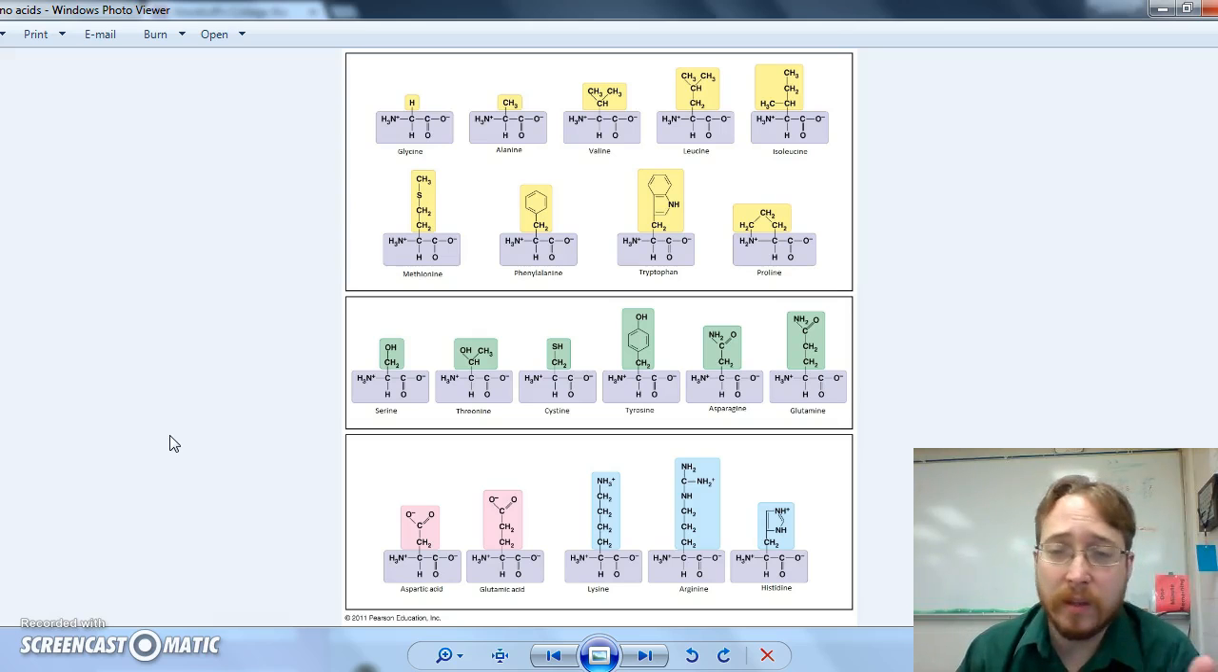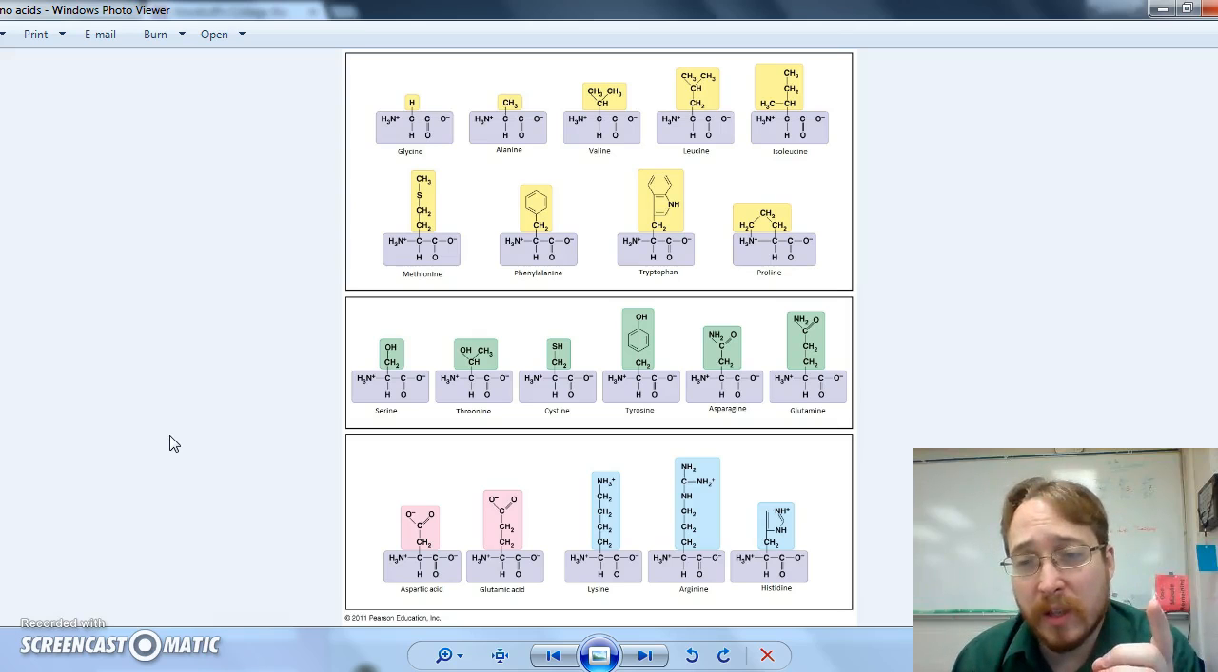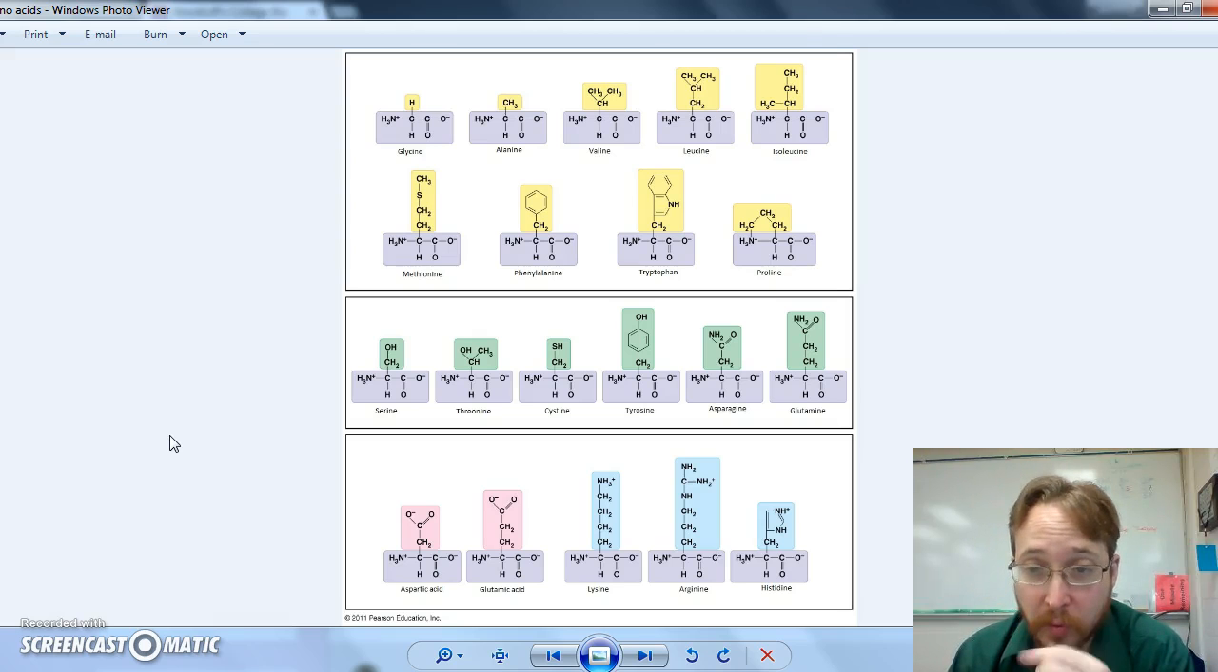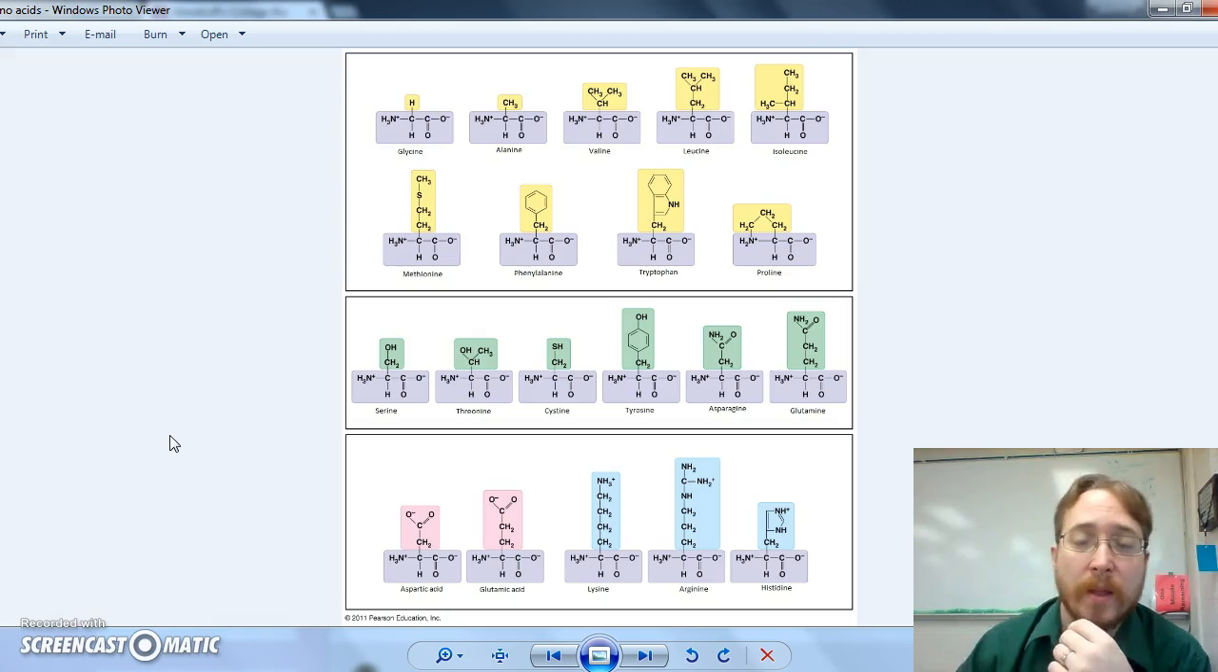So when you eat chicken, you don't care about the chicken muscle. There's no place in your body for chicken muscle. But you can digest that chicken muscle down to its amino acids, its monomers, and then you can build the protein that you need to run or build your body. So that's what we have here.